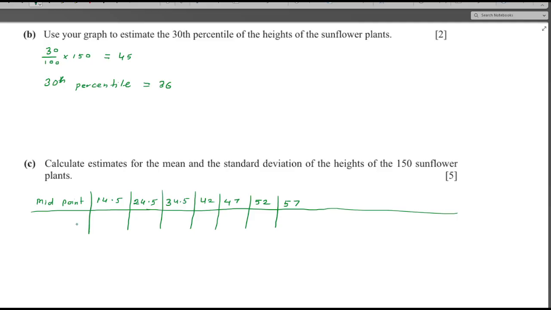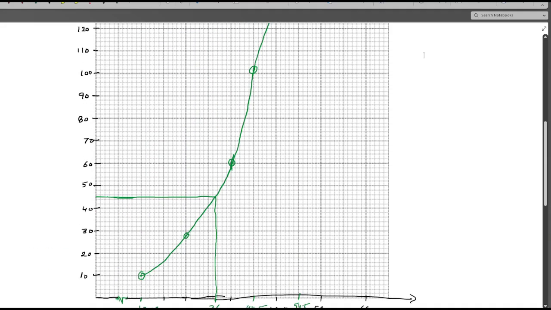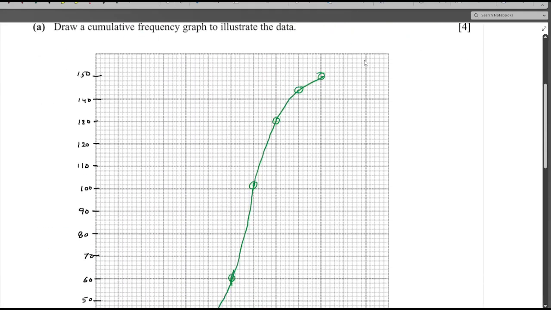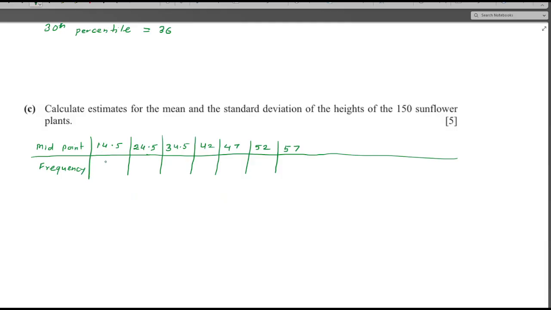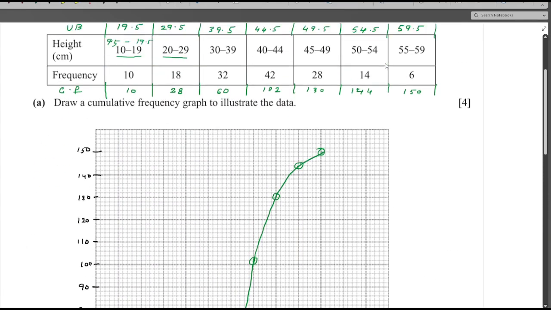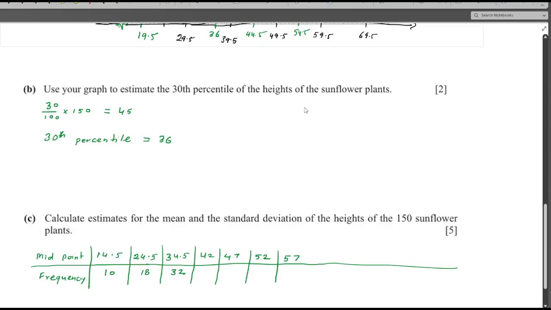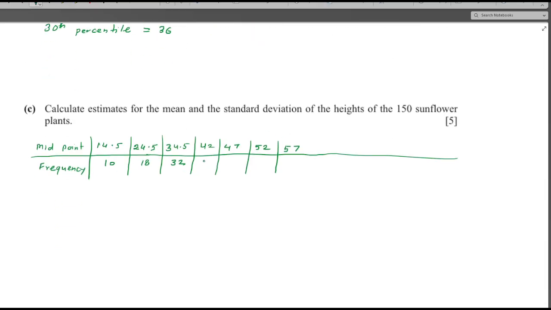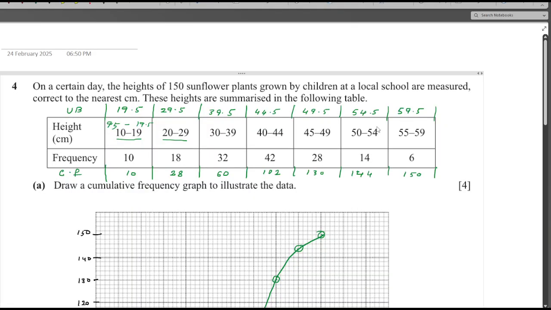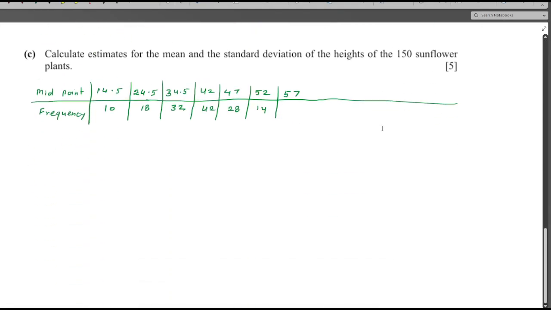Okay, now these are the midpoints, and we will use the corresponding frequencies: 10, 18, 32, 42, 28, 14, and the last one is 6. So these are their respective frequencies.